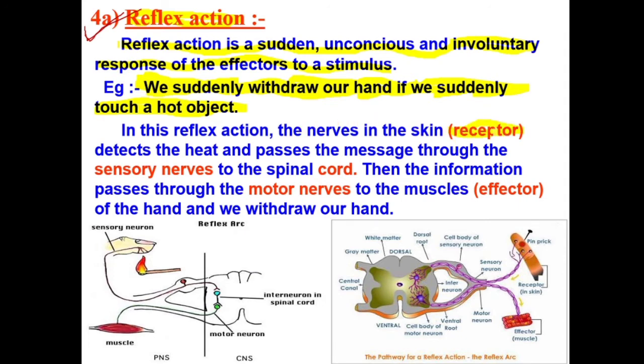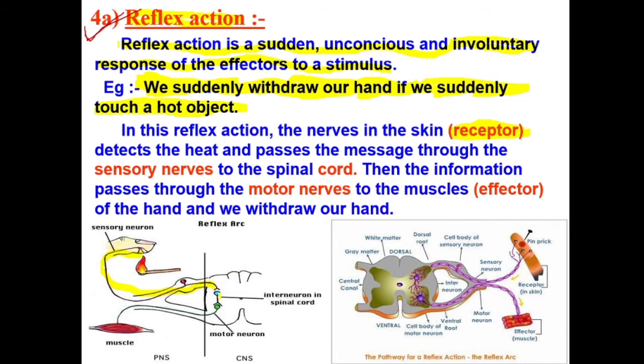Can you recall what these receptors present in the skin are called? They detect heat and pass the message through sensory nerves. So it is detecting the heat and passing the message through the sensory neuron to where? To the spinal cord, right? And then the information passes through motor nerves to the effector.